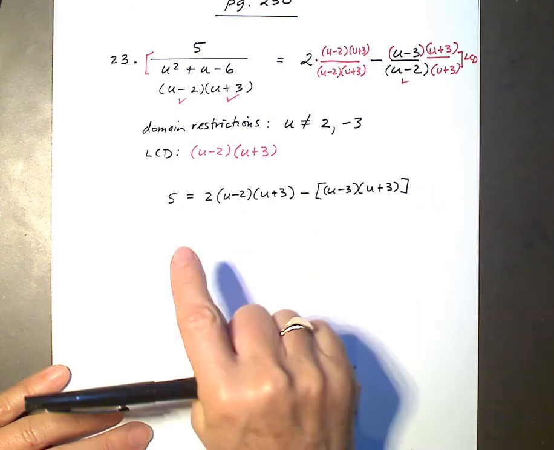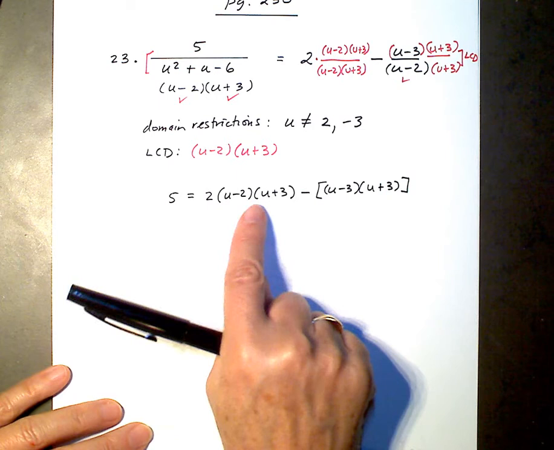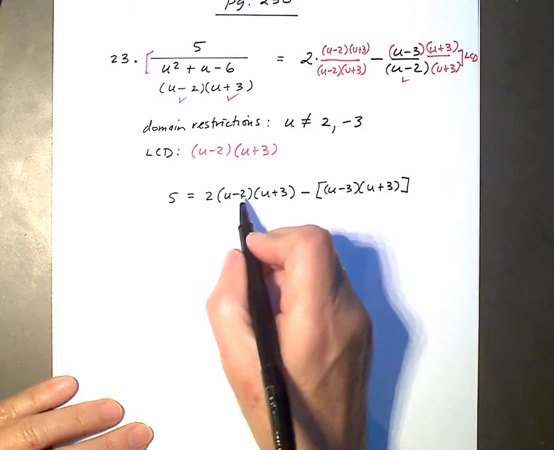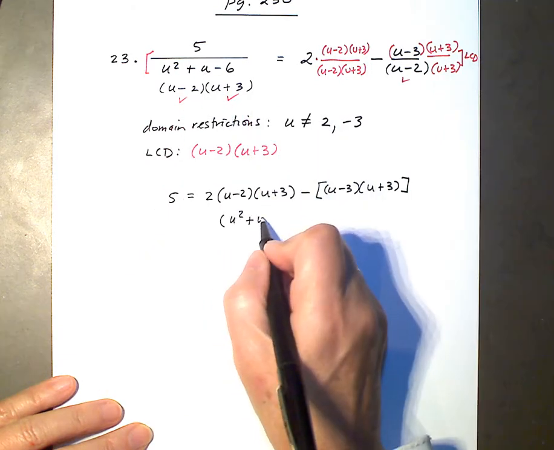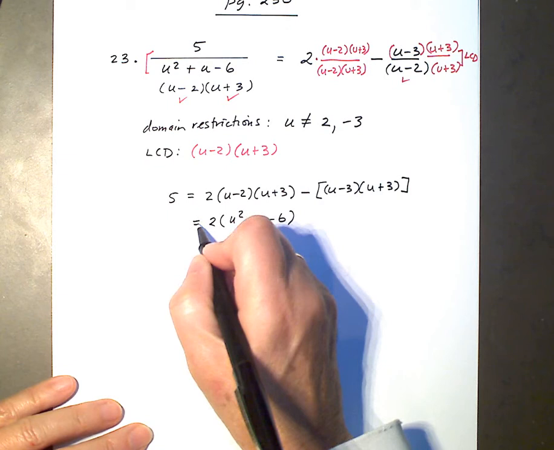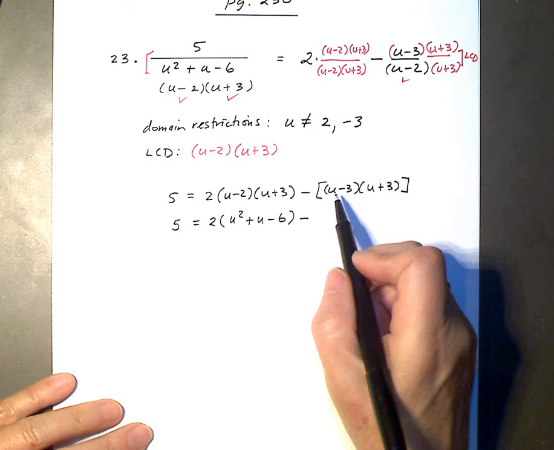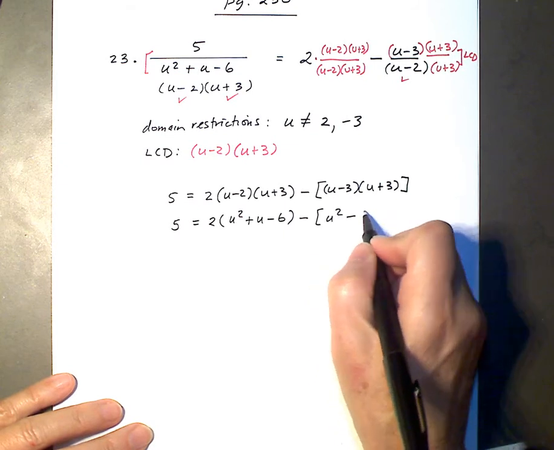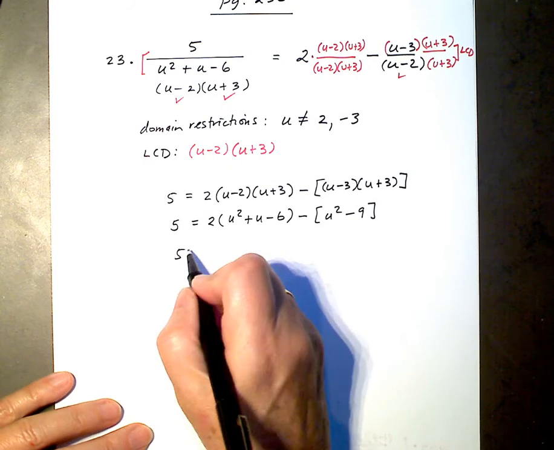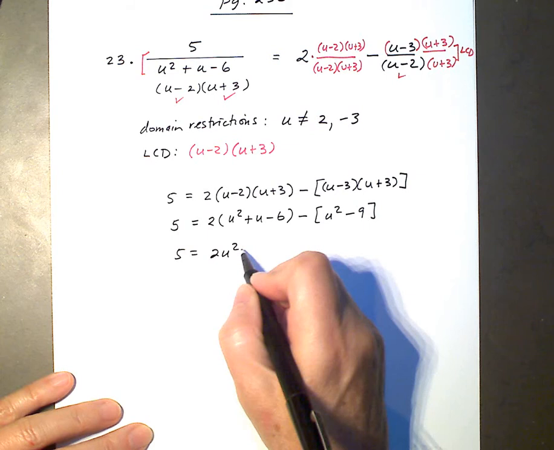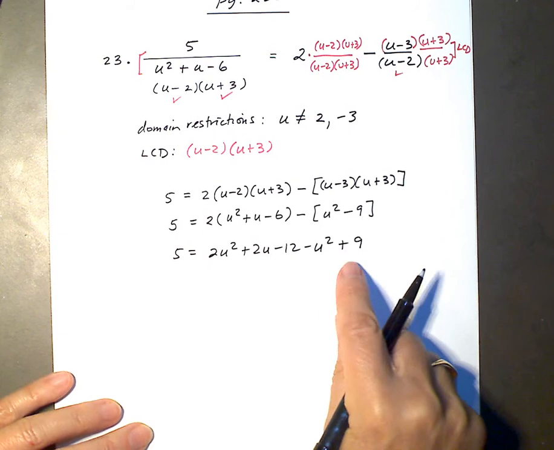So, in simplifying the right side, it doesn't matter which 2 of these 3 factors I multiply together first. So I'll just multiply the u minus 2, u plus 3, because I already know that's going to be u squared plus u minus 6 by 2. And then minus, when I multiply these together, u plus 3 and u minus 3, it's u squared minus 9. And again, remember I'm subtracting that whole expression. So continuing to simplify, plus 9. So make sure we pick that up.